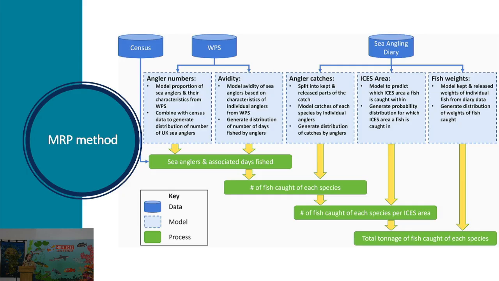And then we have the Sea Angling Diary program, from which we generate three models. That gives us the catch rates per angler, where the fish is caught, and the weight of the fish caught. And then that generates 5 models that we can get the posterior draws from and multiply across them to track the uncertainty across all of the different models, and then get our survey totals from that as well.